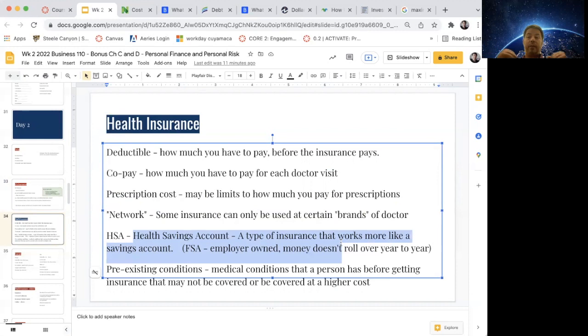An FSA is more of an employer contributed version of that, but there's a use or lose part of that where they put in, say, for example, $100 a year. Not very much. So it's basically one doctor visit, depending on where you go. But for example, they put in $100 a year. If you don't use it, you lose it. But if you use it, there's nothing left, then you have to pay out of your pocket.